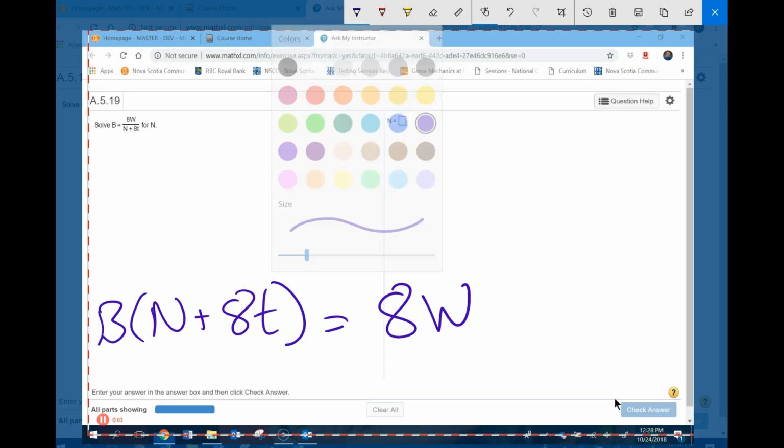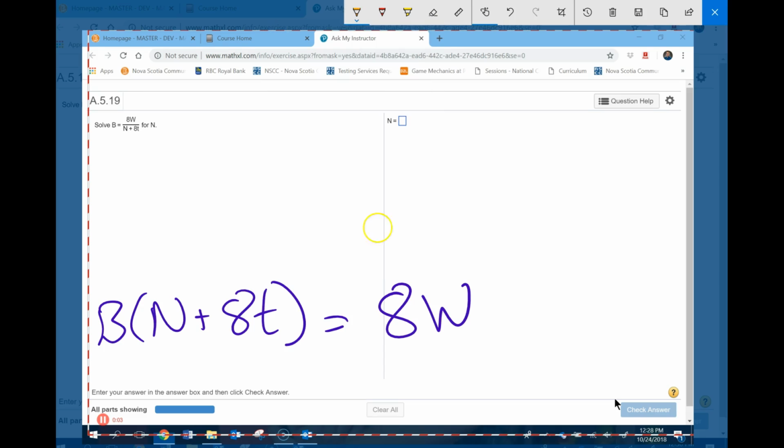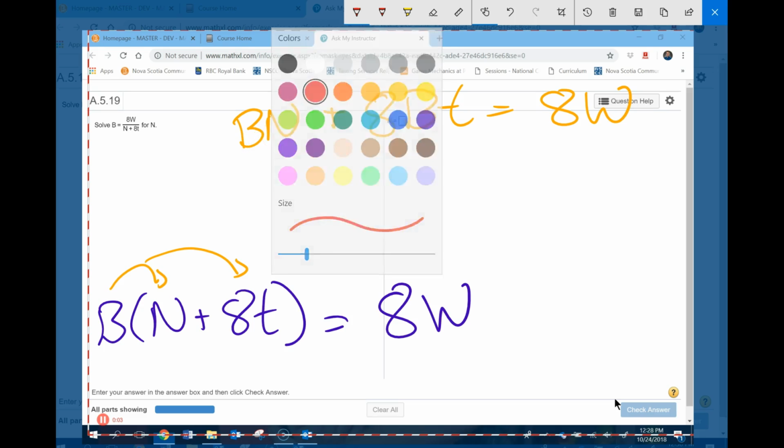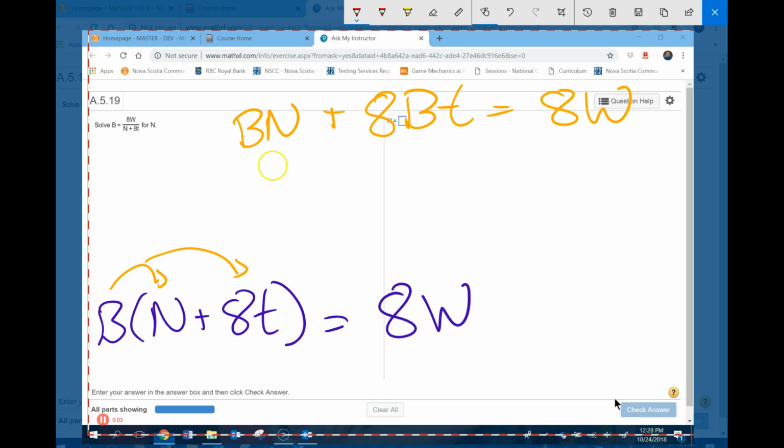Now we can see, again, another bit of a problem: our n is inside a bracket. So what we're going to have to do now is follow order of operations, and we're going to have to distribute, or multiply both these terms by b. That's going to give us bn plus 8bt equal to 8w. Again, I'm just listing these; the order doesn't really matter. In general, we put the most alphanumeric first, so b comes before n in the alphabet. That's why I'm listing b first. But you don't really need to do that.